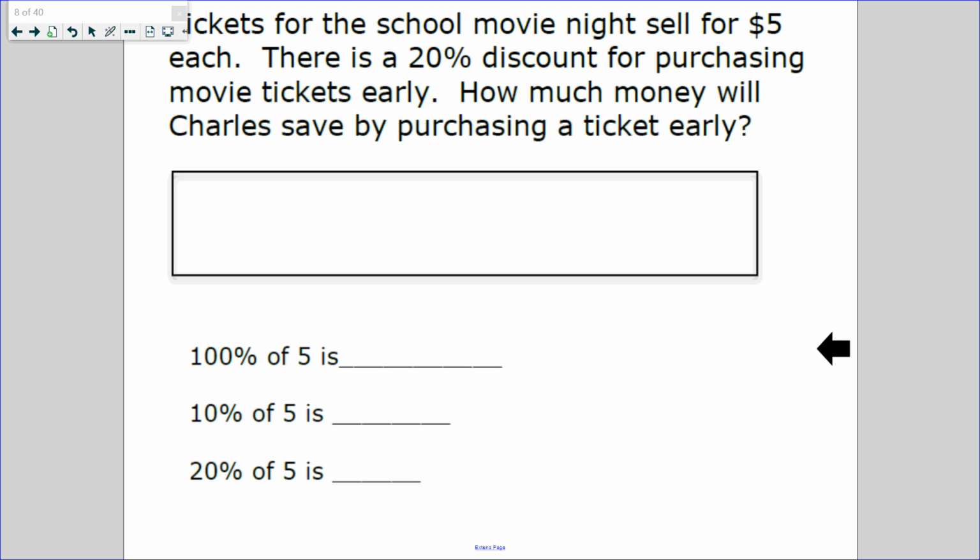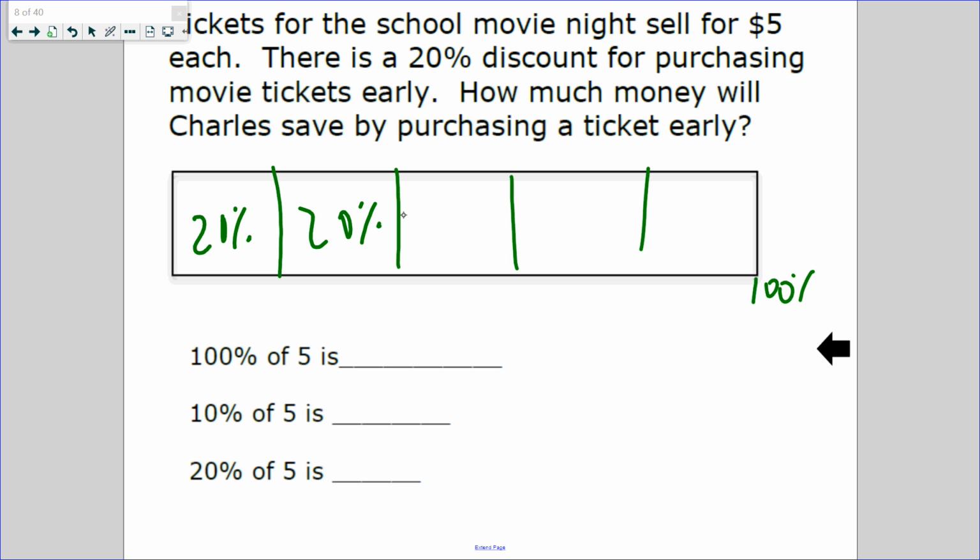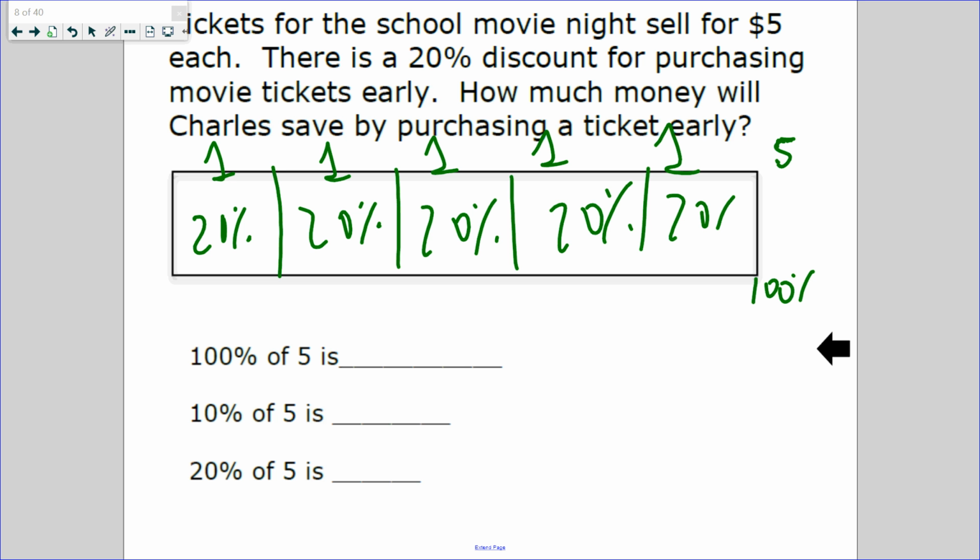Here's another way to do it. This represents 100%. I will break it up into 5 sections. Each section will be 20%. If the ticket costs $5, what's $5 divided into 5 sections? $1, $1, $1, $1, $1. So using mental math, 100% is 5. This is another way you could have done it.